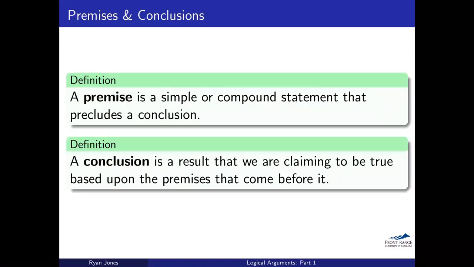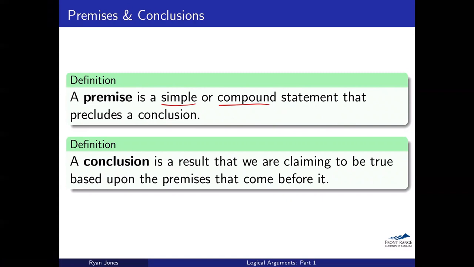So we'll first look at premises and conclusions. A premise is just any kind of statement. It can be either simple or compound, but it precedes a conclusion. It comes before this conclusion. Just like you'd say, oh, the premise of the movie is, blah blah blah. You're making a statement about that movie that comes before the final conclusion of, it was good or something like that.